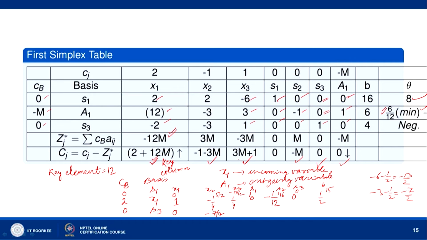X 3 means we are multiplying by 2 and adding to this row. So, here we have 1, here we have 1 by 4. So, 1 by 4 we multiply by 2, we get 1 by 2, we add to 1, we get 3 by 2. 1 we multiply here by 2, this is 0, we multiply by 2. So, we get 0, 0 we add to 0 and we get 0 here.